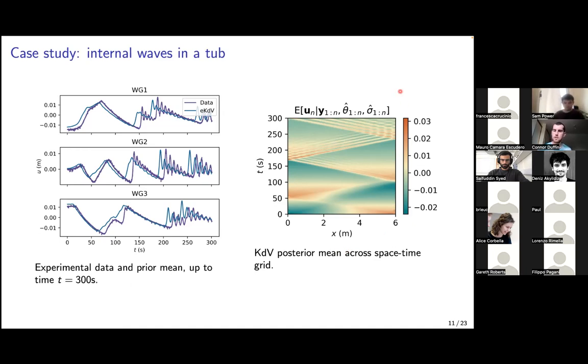So this is the expected value of the posterior mean. I'll look at some other posterior mean metrics in the next slide. But just to give an idea, you can see that this wave bounces back and forth between the boundaries inside the tank. And you can see again at about this time equals 150-second mark, you have this sort of initial shock forming and these soliton wave trains forming inside the tank.